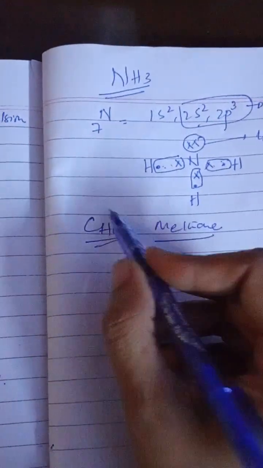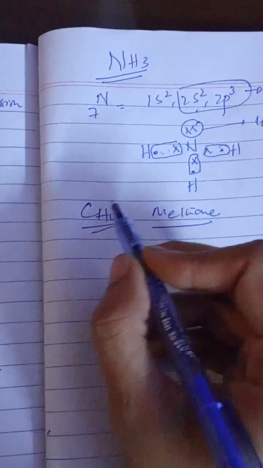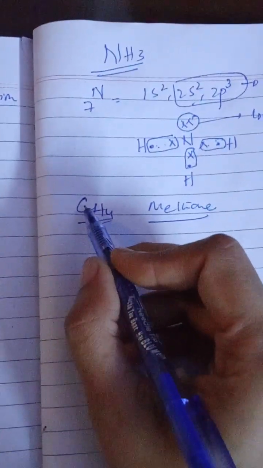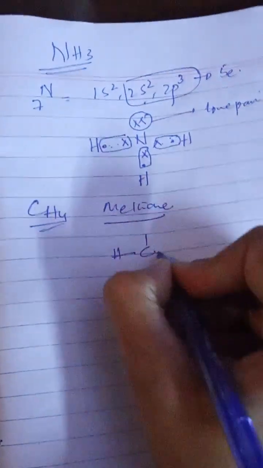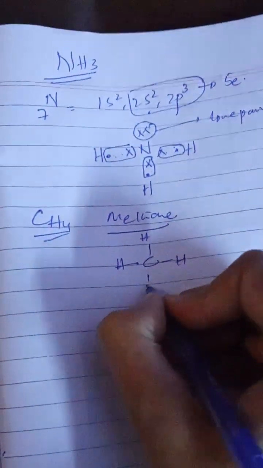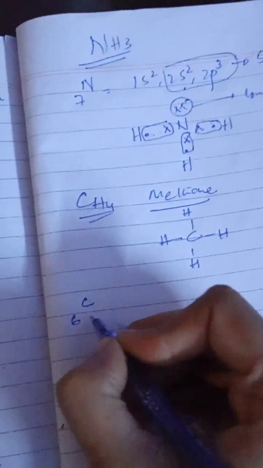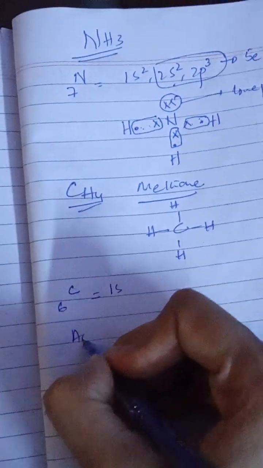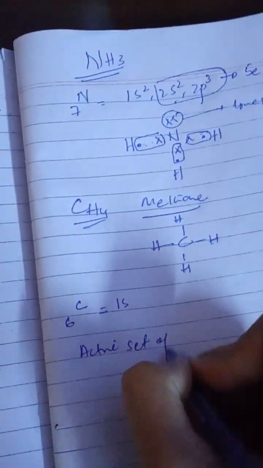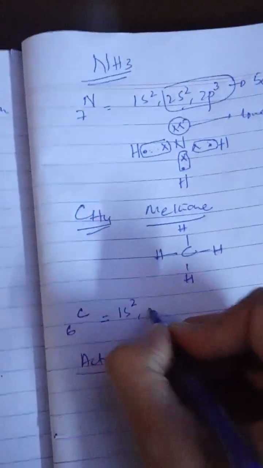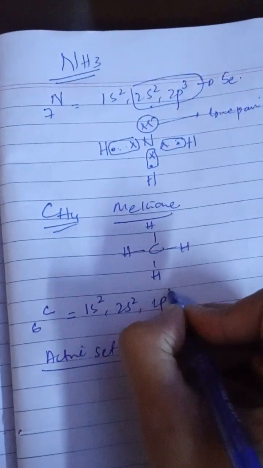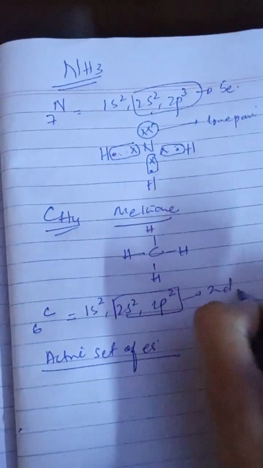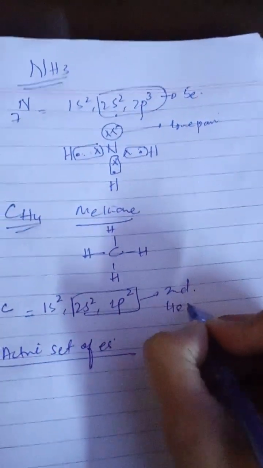methane, the first member of the alkane family. If we consider what the central element is in methane, it is the one element to which all other elements are attached. So one carbon is attached with 4 hydrogens, so carbon will be the central element. First of all, the atomic number of carbon is 6. We have to draw the electronic configuration in order to identify the active set of electrons: 1s2, 2s2, 2p2.